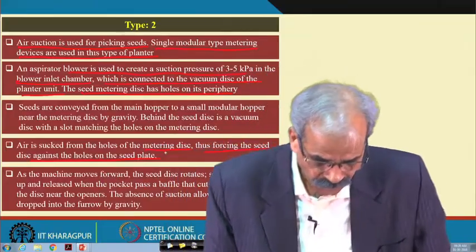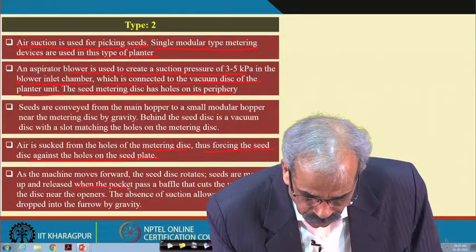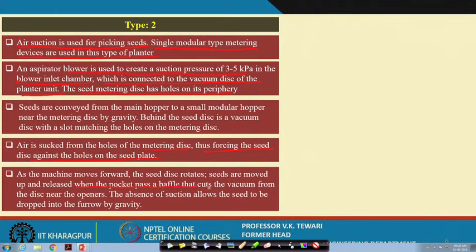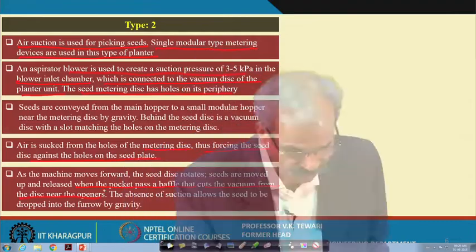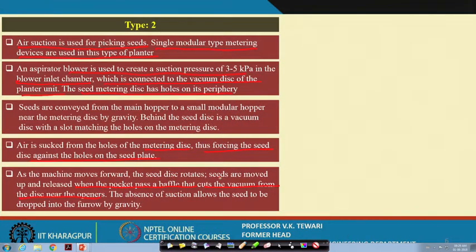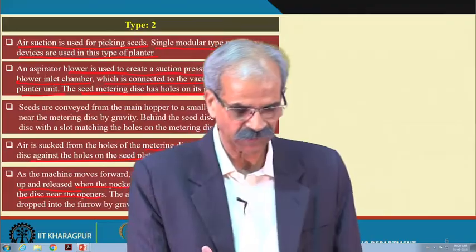And when the pocket passes the baffle that cuts the vacuum from the disc near the openers, there is a location near the openers where there is a baffle. So, seeds are moved up and released when the pocket passes the baffle. Now, we will see what it is.